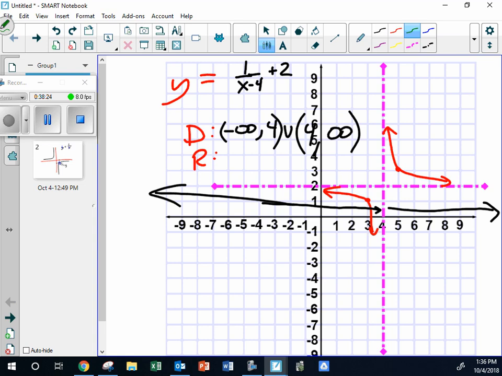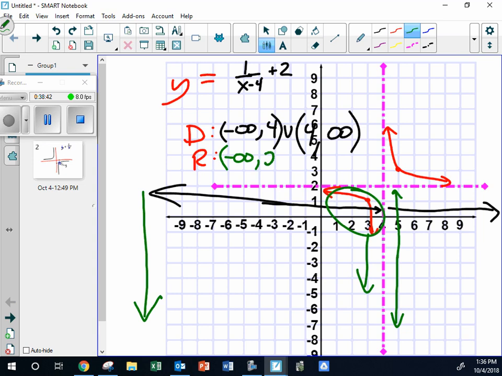Okay, the range. How low does it go? Looking at this red thing here, do you get it's headed downwards? It's going to go to negative infinity. Then, as you're going in the y direction, you were down here, I think it's going to stop working right there at 2. Union with, starts working again right after 2, goes to infinity.